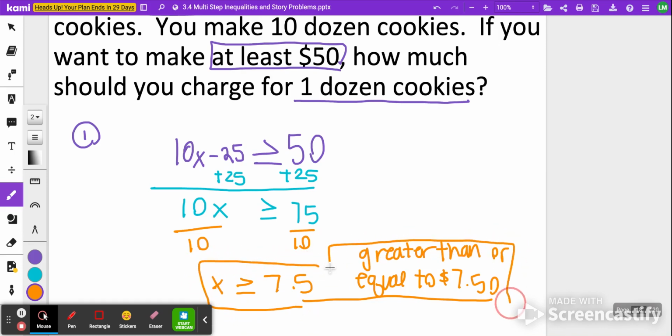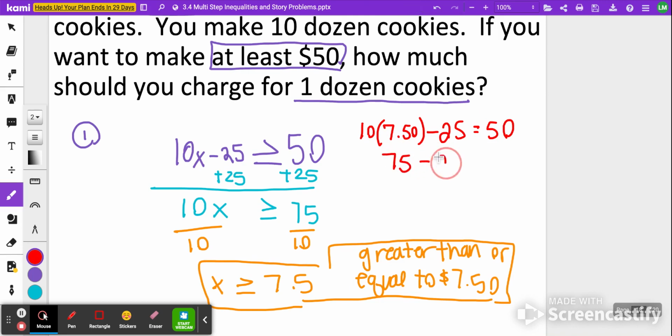Okay. Now, I wanted to show you a quick way of how you can maybe check your work here. It says I'm selling them for $7.50 at a minimum. So that means I'm doing 10 dozen times $7.50 minus $25 should allow me to get $50. If you type this in the calculator, 10 times 7.50 is 75, and $75 minus the $25 that you spent, you still get $50 in your pocket. So you know that that would be correct.